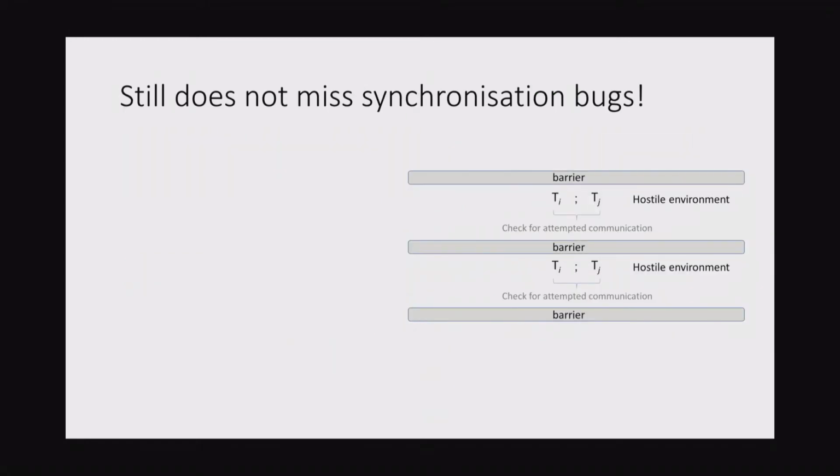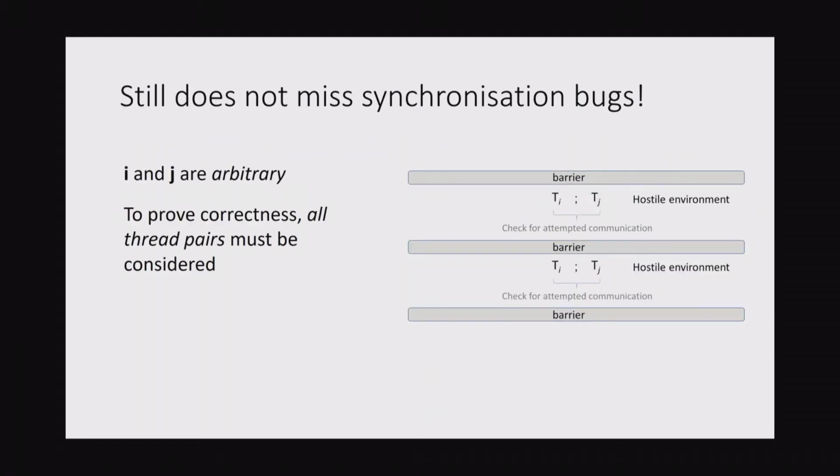And this still doesn't miss any synchronization bugs, because I and J are arbitrary. If we manage to prove that this program, run by 2 arbitrary threads, is free from communication errors, that means that no matter which I and J we pick, the program is free from communication errors. So if you're worried about threads 5 and 12 communicating, well, if we prove that this program is free from communication errors, that shows that no threads can communicate, and that includes threads 5 and 12, or any other choices of I and J I would have made.